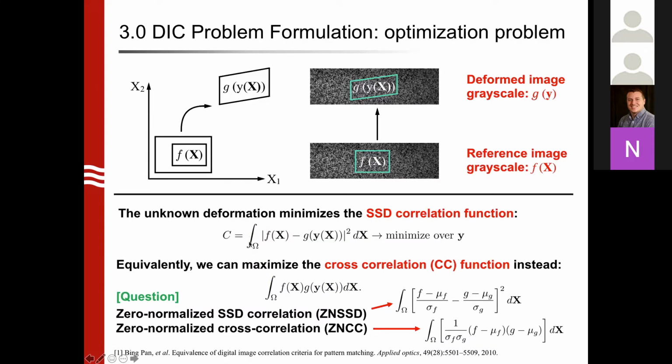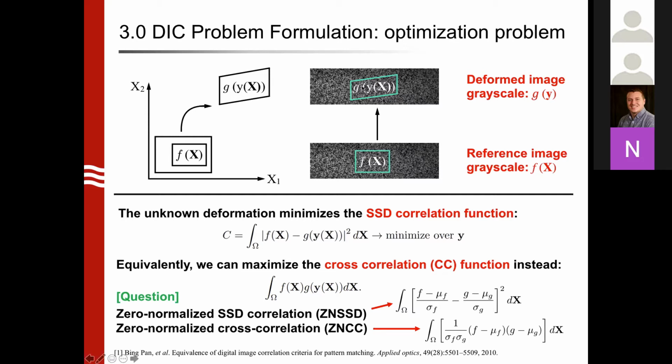So you minimize the sum of (f minus g) squared, the sum of the minimum over y. Equivalently, you can also maximize the cross correlation function. So it's not (f minus g) squared again, it's f times g. So they are equivalent. For example, if you expand the SSD correlation function, (f minus g) squared equals f squared plus g squared minus 2f times g, right?